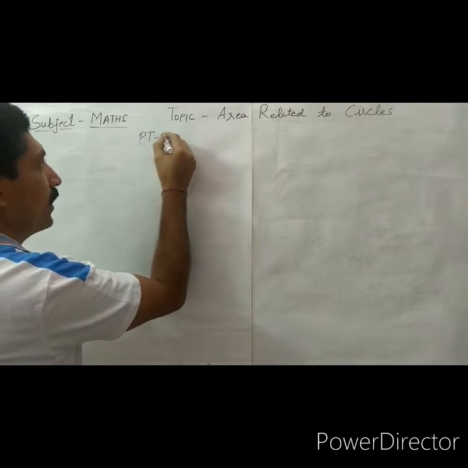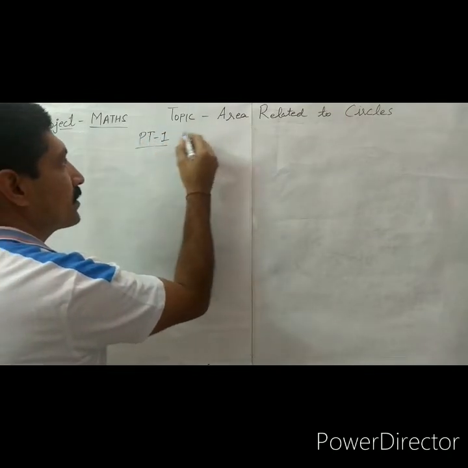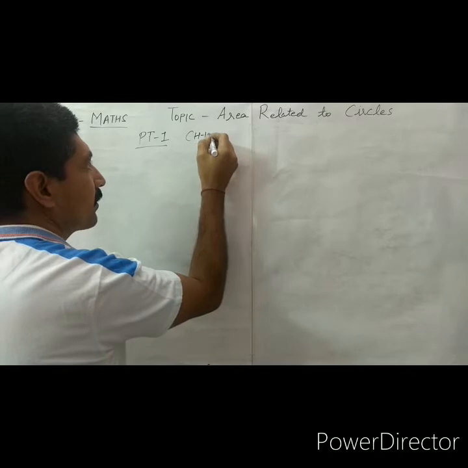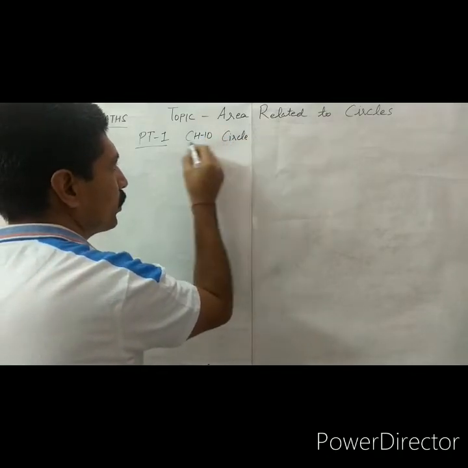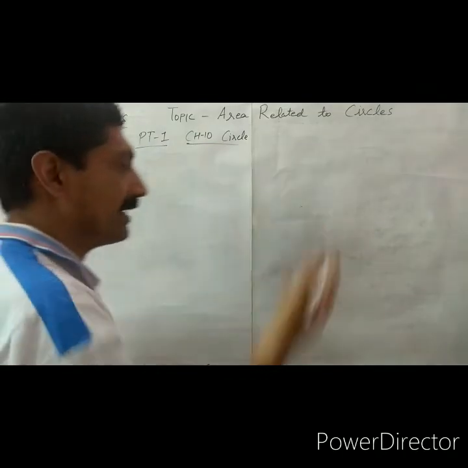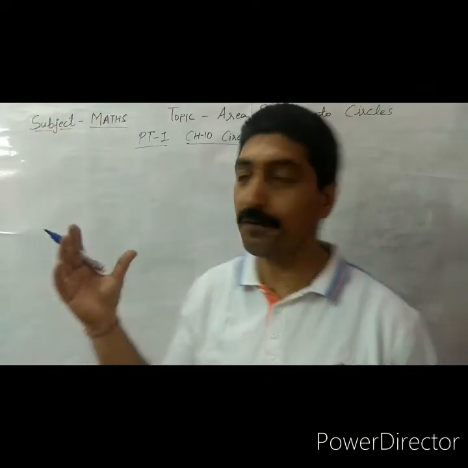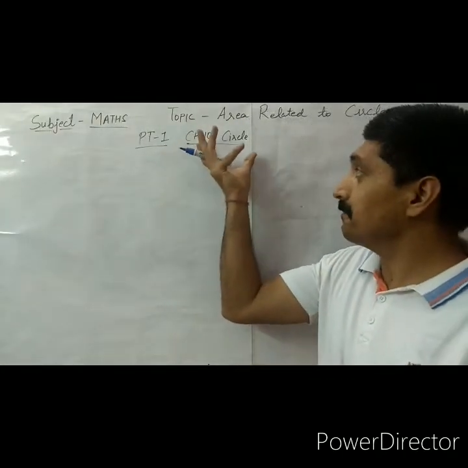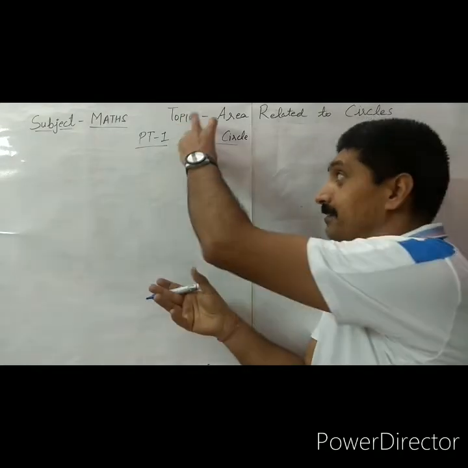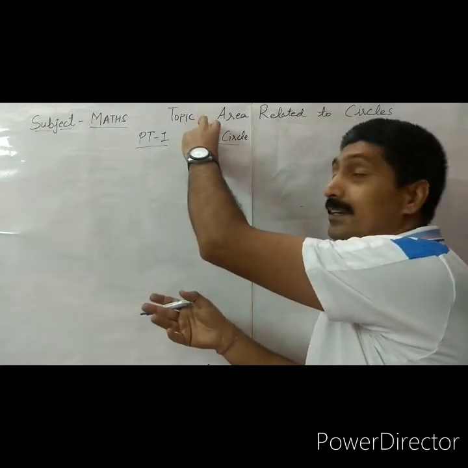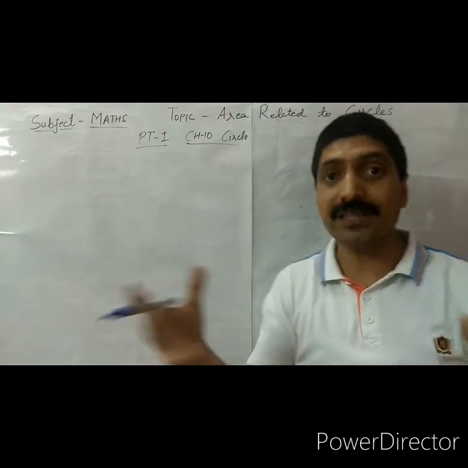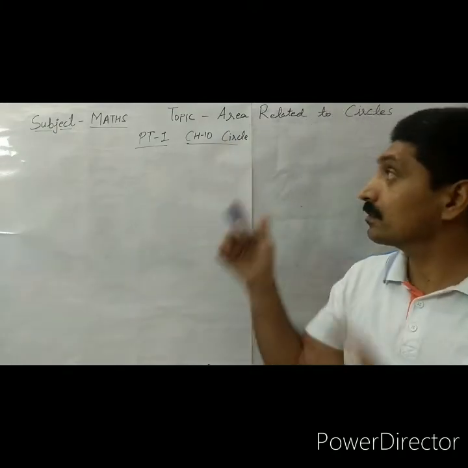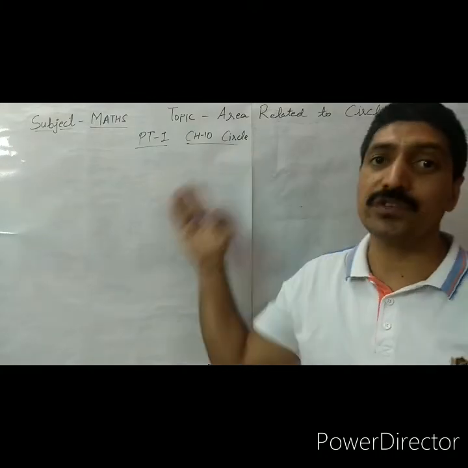Periodic test 1, chapter 10, circle. We have discussed in grade 9 in detail the properties of a circle. Here, in fact, we can give the name to this chapter as tangent to a circle. Chapter 10 in grade 10 specifically deals with tangent to a circle.